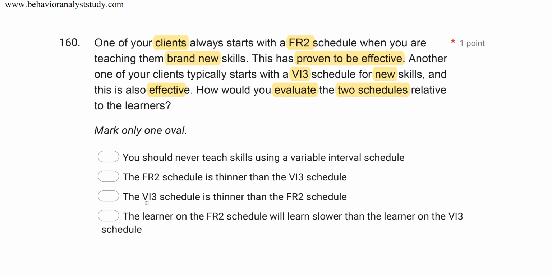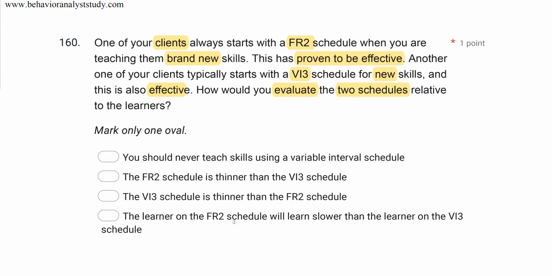Which schedule is thinner? Well, the VI3 schedule, of course, is thinner. We're going to go a lot longer in between reinforcement for a VI3 compared to an FR2. So C looks pretty good. The VI3 schedule is thinner than the FR2 schedule. That's just true. And then D, the learner on the FR2 schedule will learn slower than the learner on the VI3 schedule. This has the same problem as A.